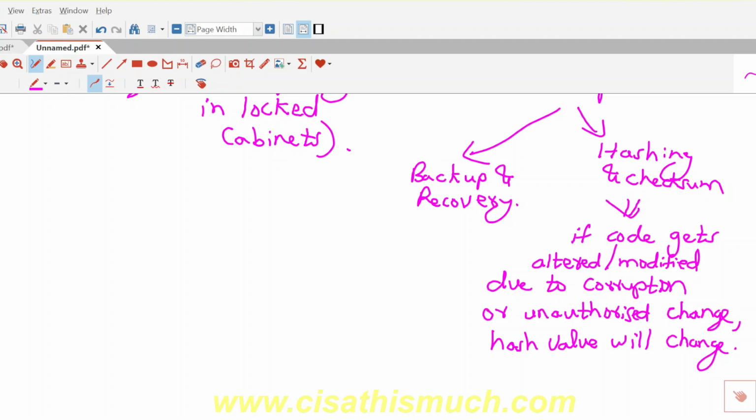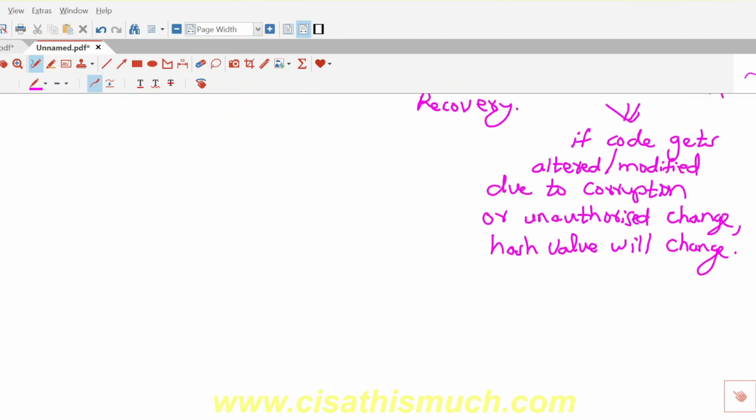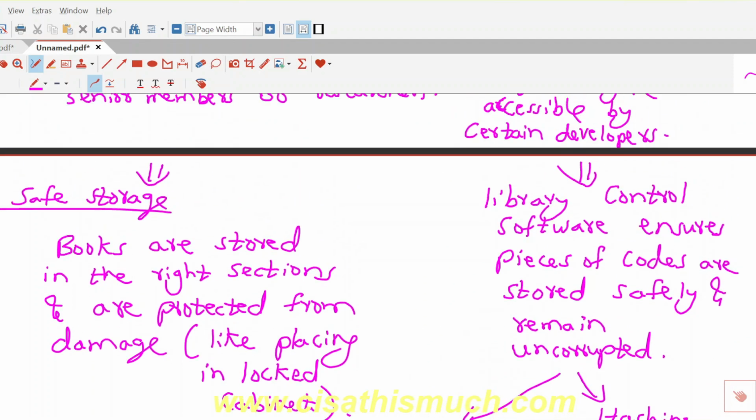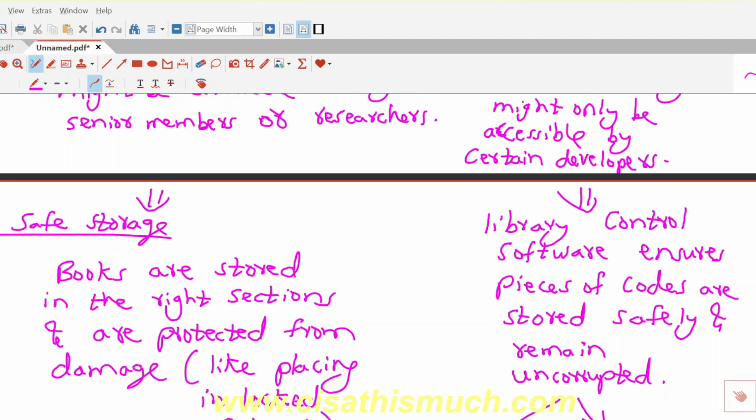Even if you don't understand the meaning of hash, do not worry, that is there in domain 5. But as of now, just understand that hashing will help us understand whether the particular code is modified or altered, maybe intentionally or unintentionally, right? So this is what we mean by stored safely and remain uncorrupted. I just want to link that example of safe storage in a reading library with this IT example, right?